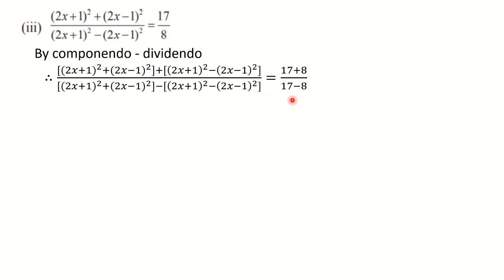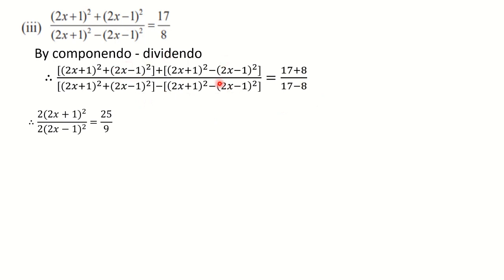Now this componendo dividendo we are going to have in right hand side also, that is 17 plus 8 upon 17 minus 8. Now you can write down the next step as I have said. Okay, 17 plus 8 is 25 and 17 minus 8 is 9. Now this 2 and 2 you can cancel, and you will observe that all the 4 terms are perfect squares. So we have to take square root in next step. So see how the question has reduced.